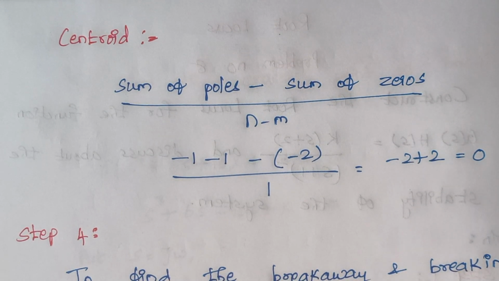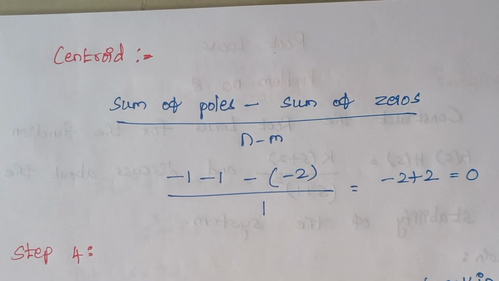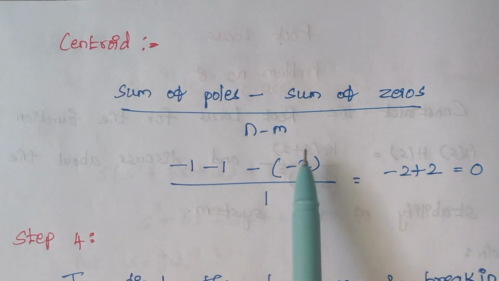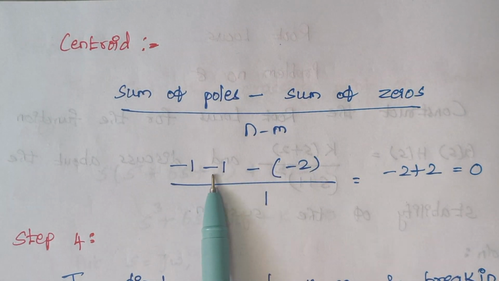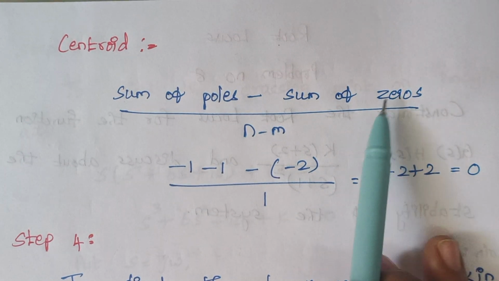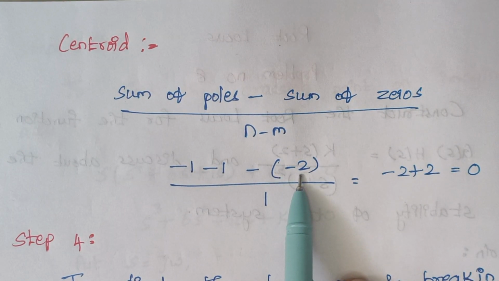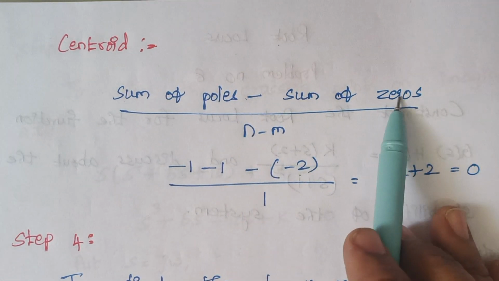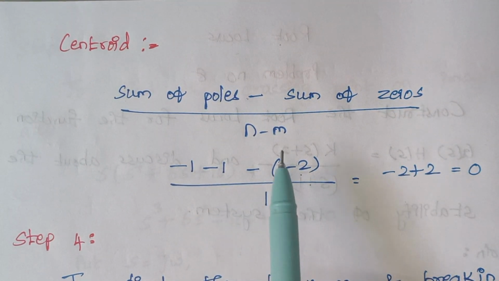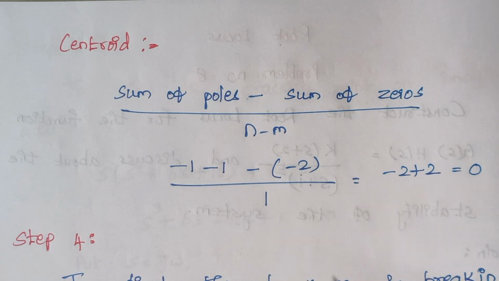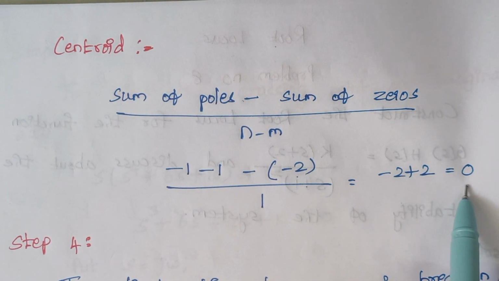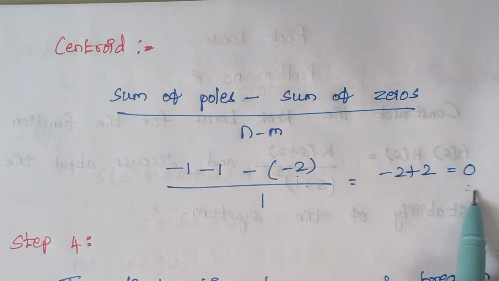The next one is centroid. So centroid is given by sum of poles minus sum of zeros. So what are all the values of poles? They are minus 1 and minus 1. What is the value of 0? It is minus 2, right? So minus 1, this minus here, and the value of 0 is minus 2, divided by n minus m, which is 1. So when you solve, we are getting minus 2 plus 2, that becomes 0 here. So the value of centroid is 0.